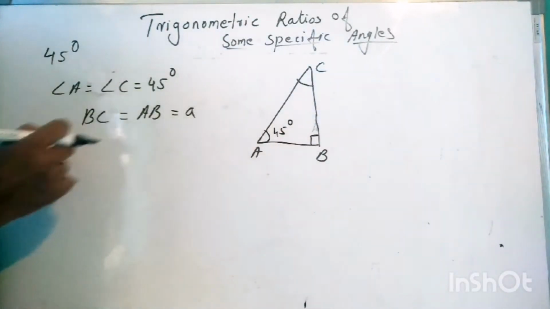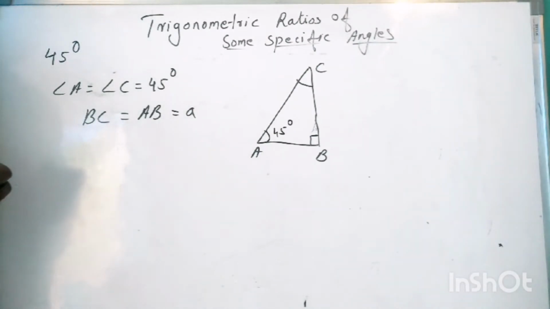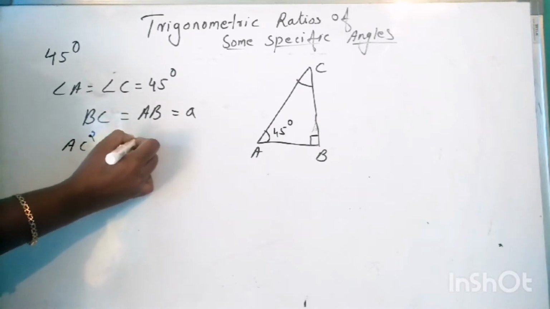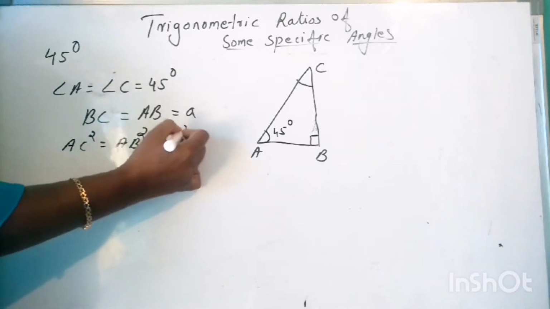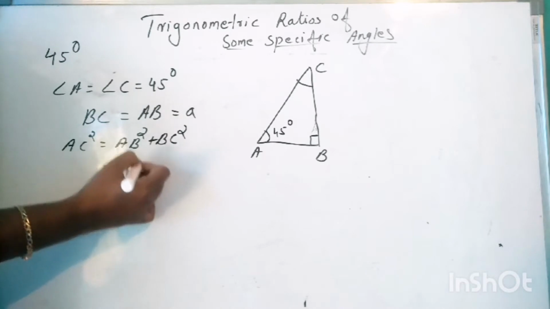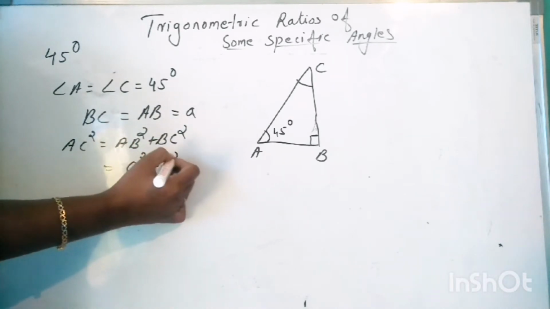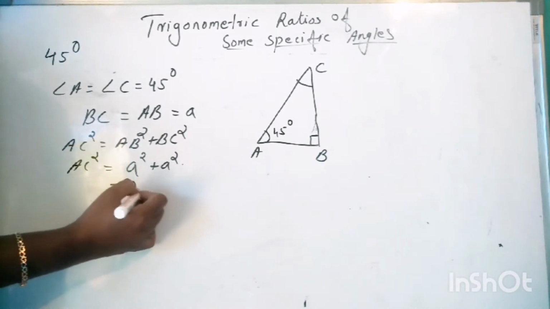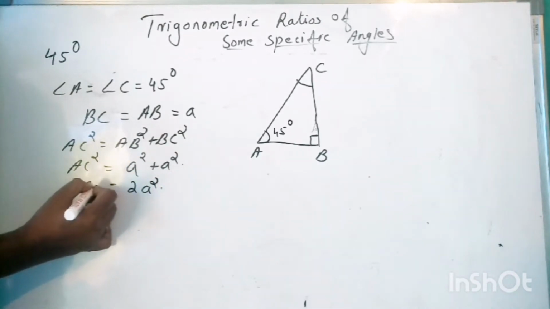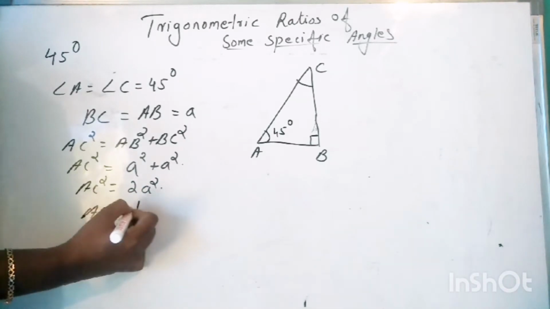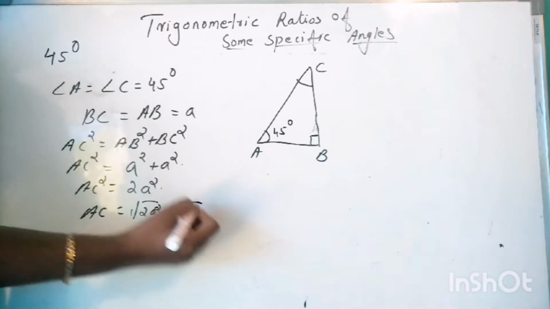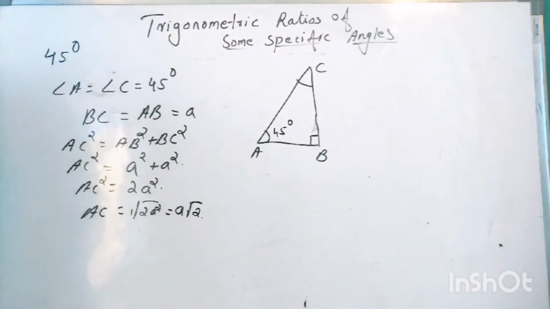Now since it is a right angled triangle, we can apply Pythagoras theorem here. By using Pythagoras theorem, we will get AC square is equal to AB square plus BC square. That is, AB is equal to A, BC is equal to A. So A square plus A square. AC square is equal to 2A square. Then AC is equal to square root of 2A square, which is equal to A root 2.